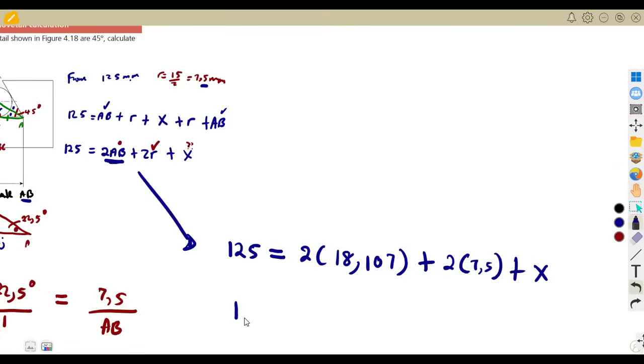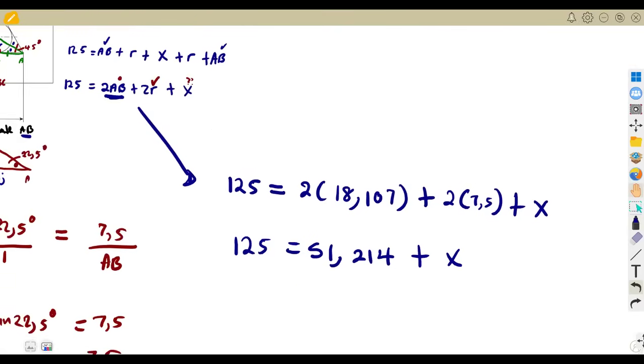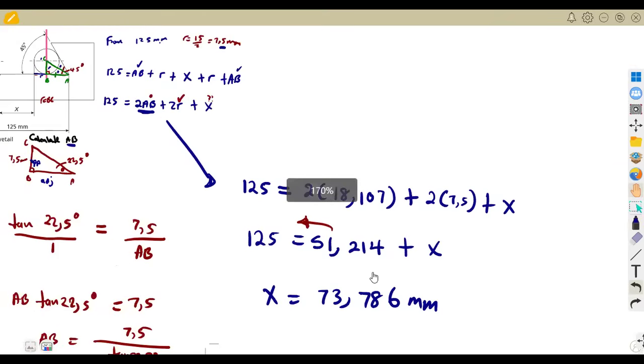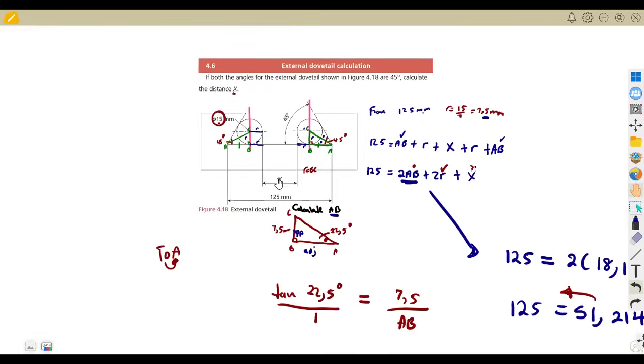So if we simplify everything on the right-hand side, that is going to give us 51,214 plus x. So to find x is simply transposing this to the other side of the equation so that it becomes negative. So x is going to be 125 minus 51,214, which is going to give us 73,786 in millimeters. So that is the idea there. It's just about your mathematical approach.